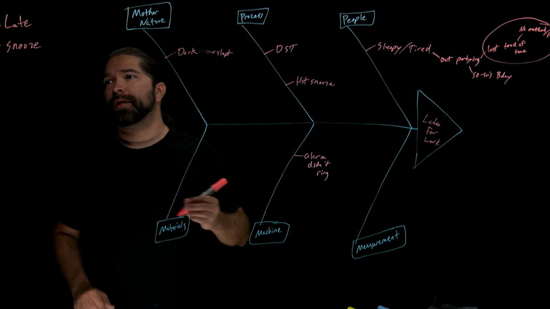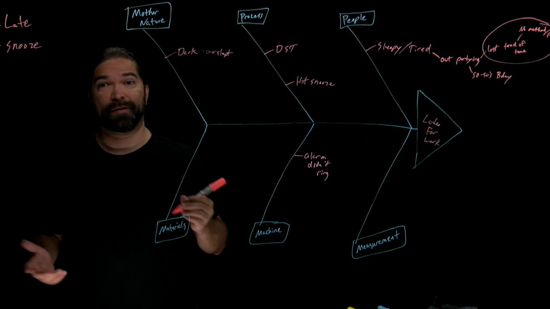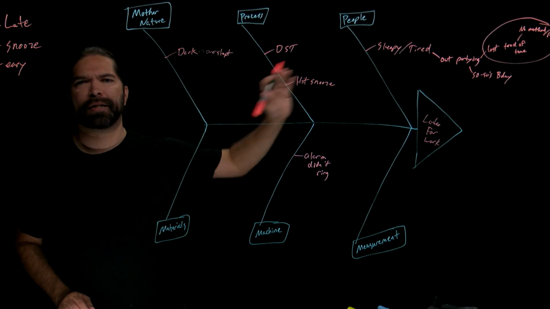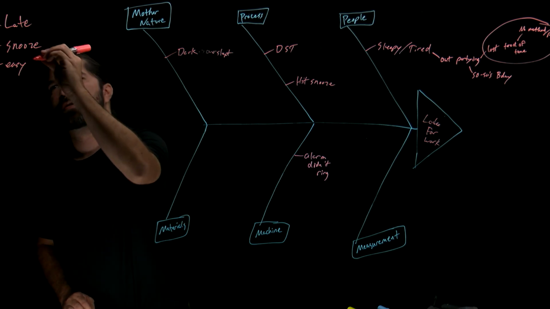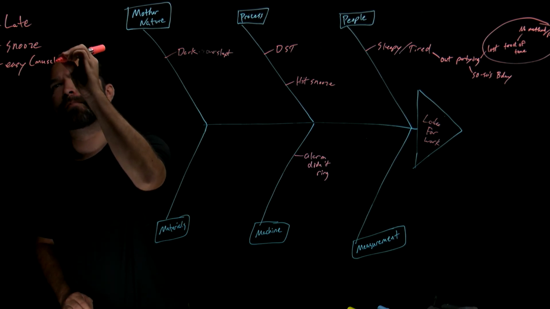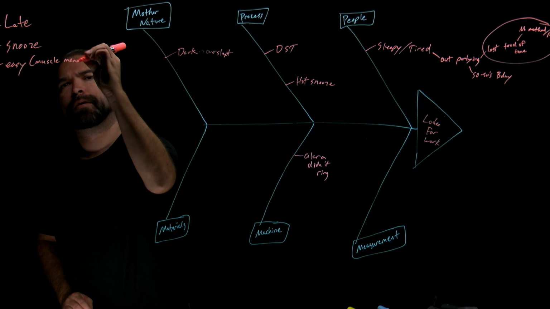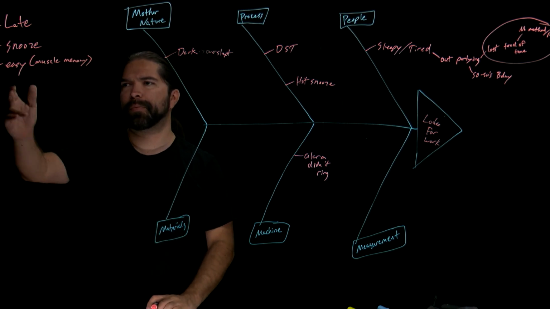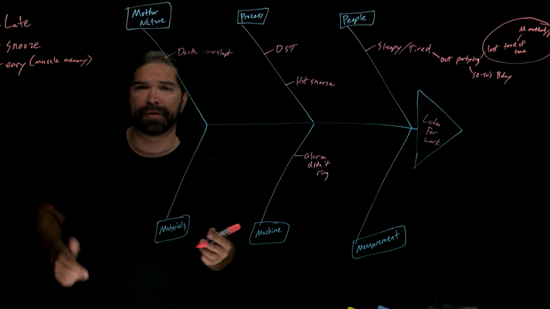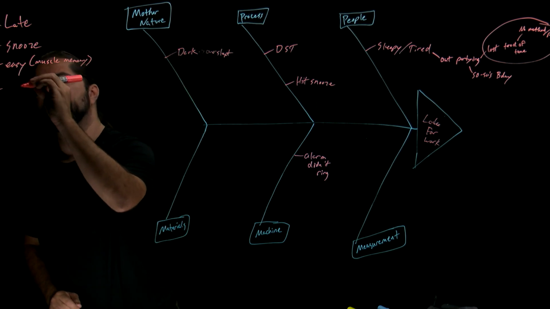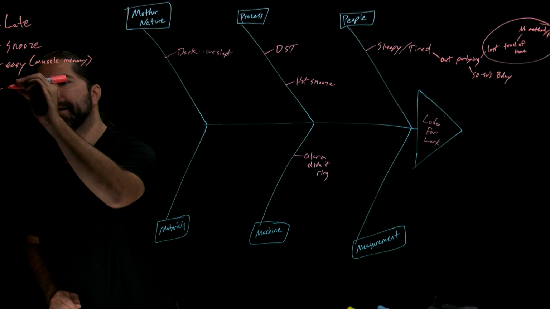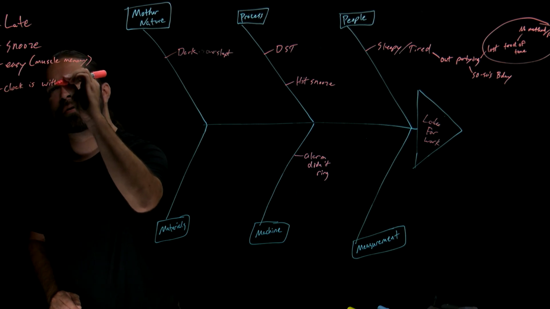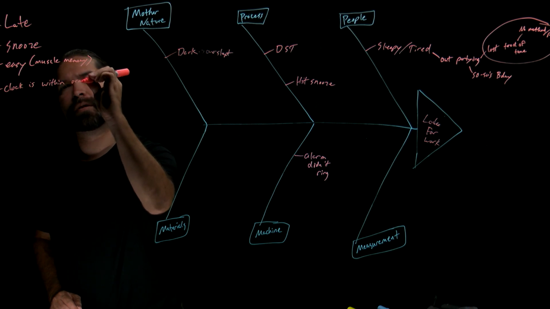So I was late because I was hitting snooze. Why did I hit the snooze? Well, it was there. It was easy to reach. I did it instinctually, like muscle memory, to the point where I didn't even think about it. Awesome. So it's easy. Muscle memory. Why is it easy? Well, there are a bunch of reasons why I have muscle memory, because I've done it a bunch of times, but it's also that the clock is within arm's reach.